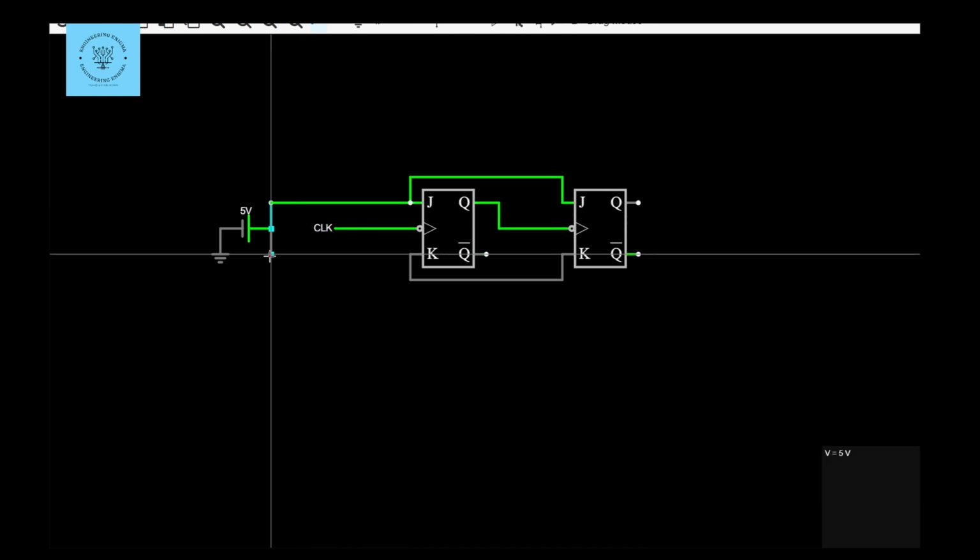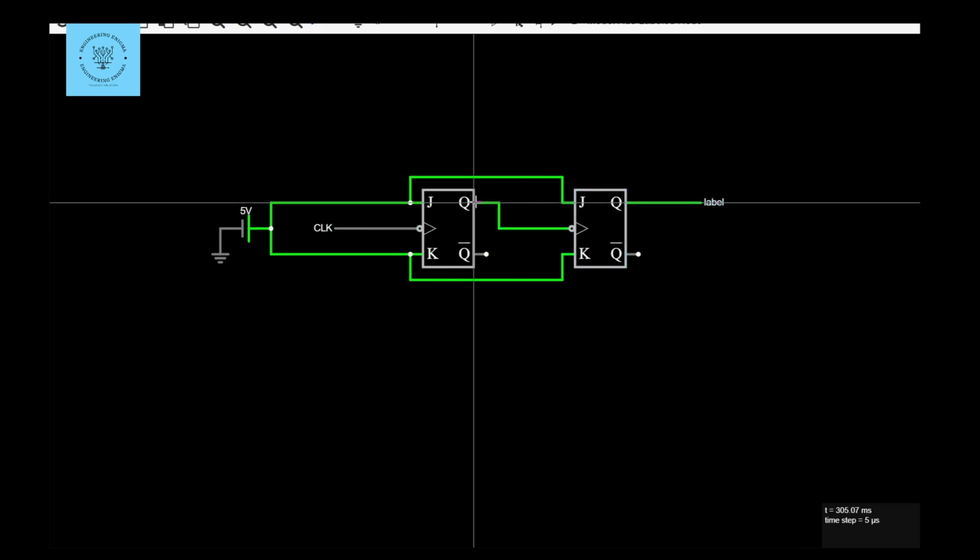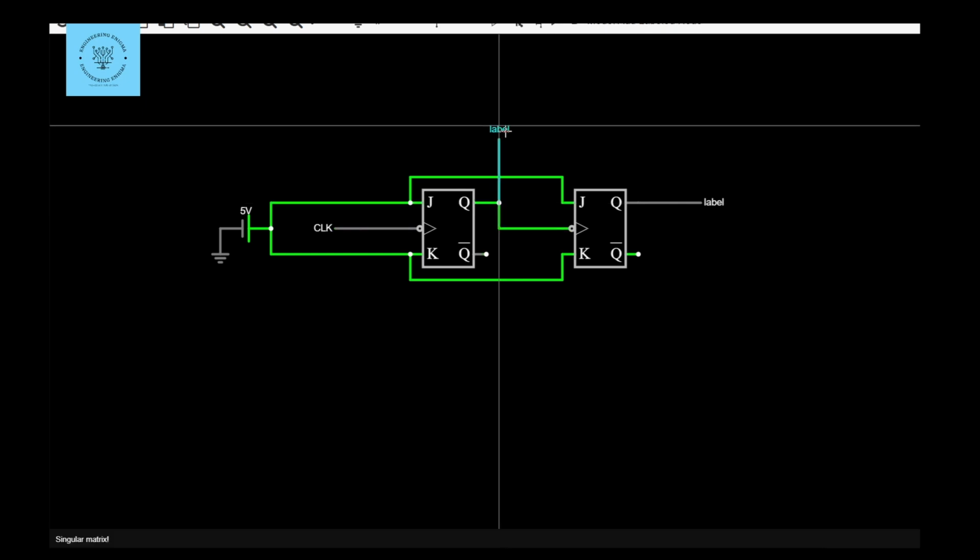Both flip-flops are configured in toggle mode by setting J equals 1 and K equals 1. This means the output toggles on every negative edge of the clock signal. Now let's understand how the counting happens step by step.